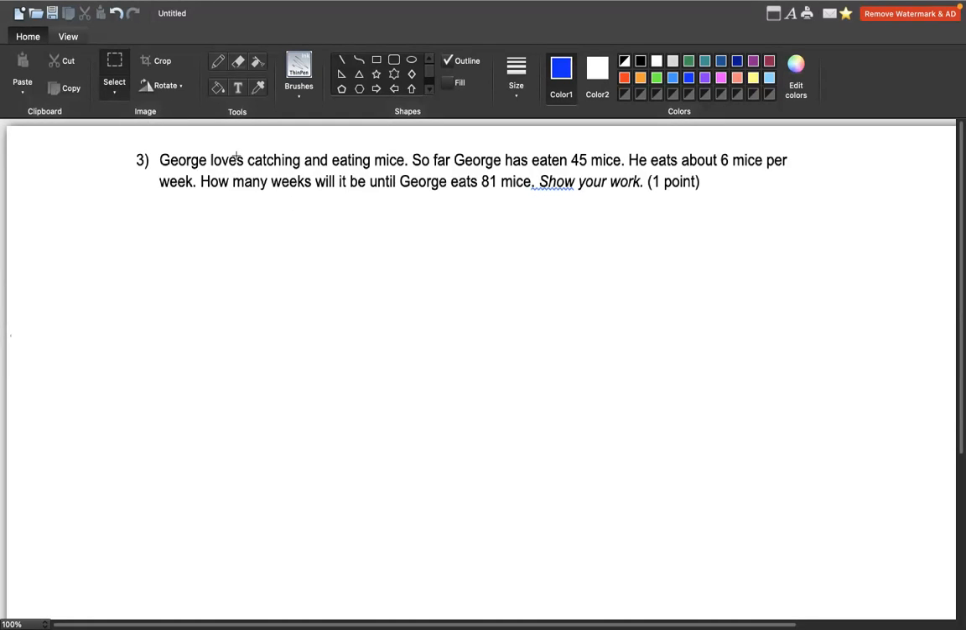Okay, George loves catching and eating mice. George is obviously a cat. So far, George has eaten 45 mice. He eats about 6 mice per week. How many weeks until George eats 81 mice?